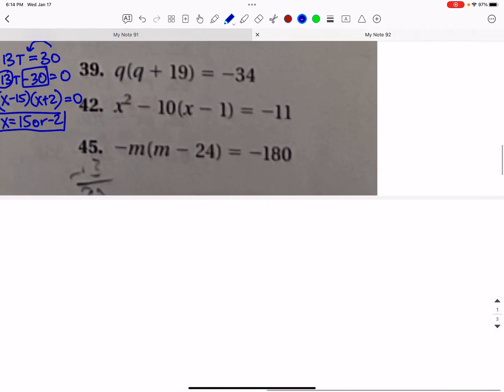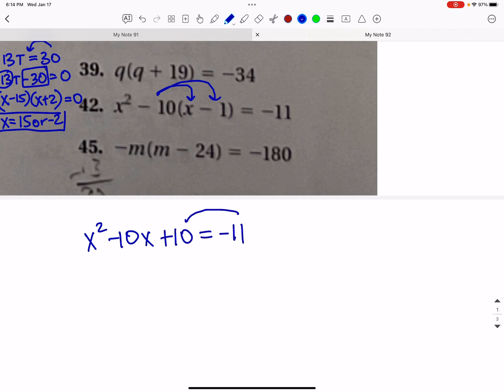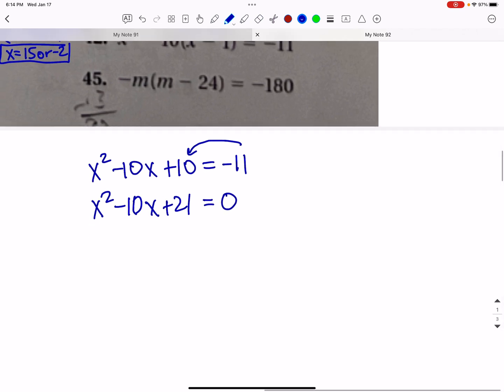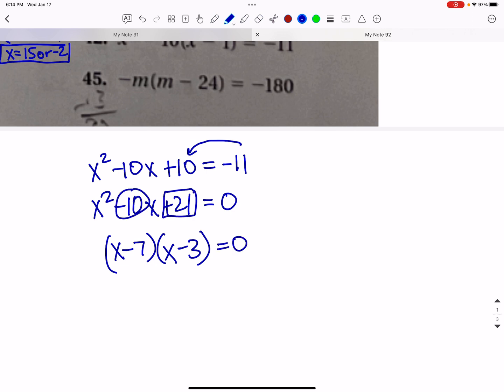42. All right, I need to set the whole thing equal to 0. Let's see, x squared minus 10x. Negative 10 times negative 1 is plus 10 equals negative 11. I'm going to send the negative 11 to this side, so plus 11. X squared minus 10x plus 21 equals 0. All right, let's see, x minus 7 and x minus 3. Negative 7 and negative 3 multiply to positive 21. They also add to negative 10 equals 0. So my answers are x equals 7 or 3.